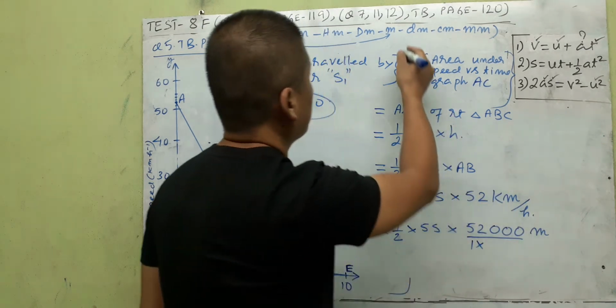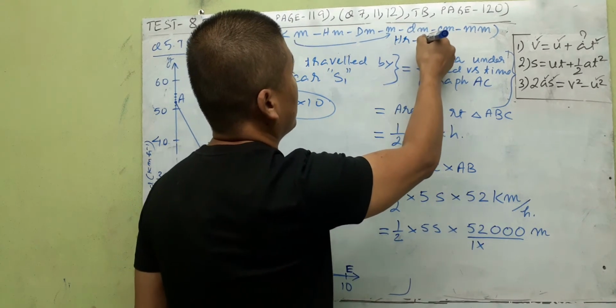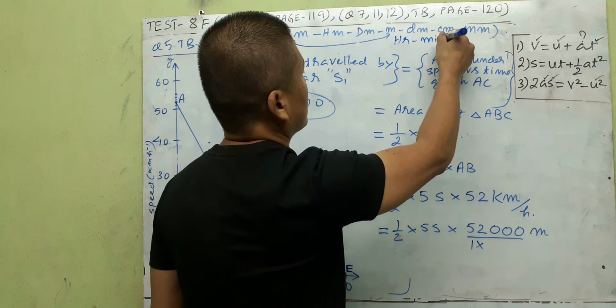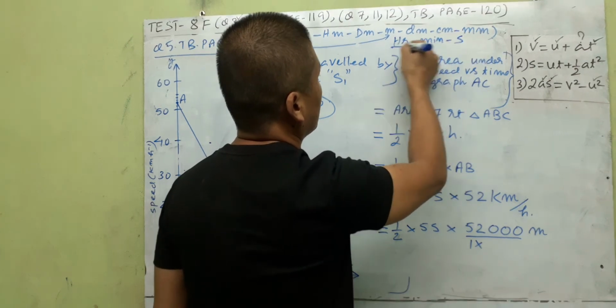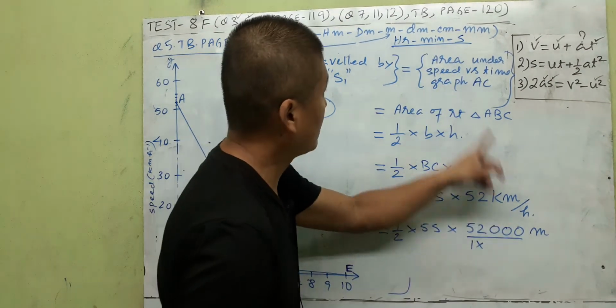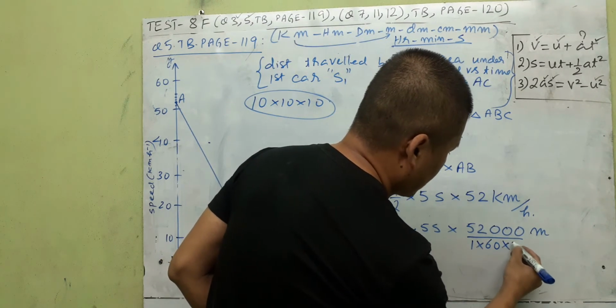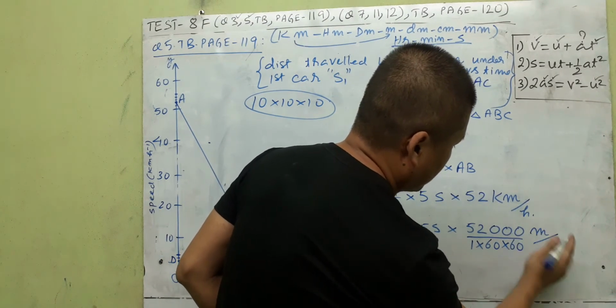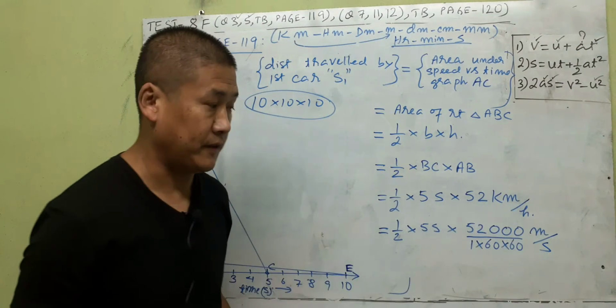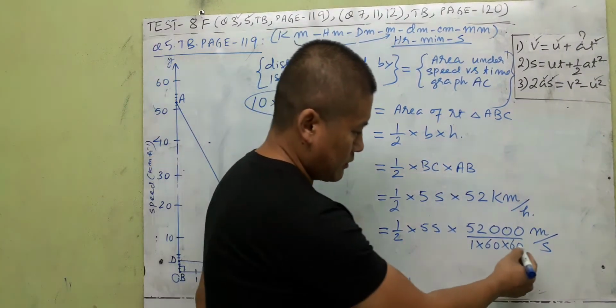You want to change hour to second. 1 hour is 60 minutes, and 1 minute is 60 seconds. So hour to second means 60, 60. So you have to multiply by double 60. Then this hour will disappear, second will come in. Now it's fine. Now we can cancel this.